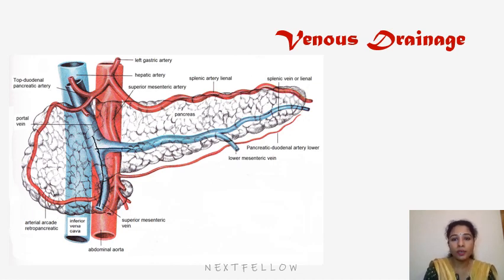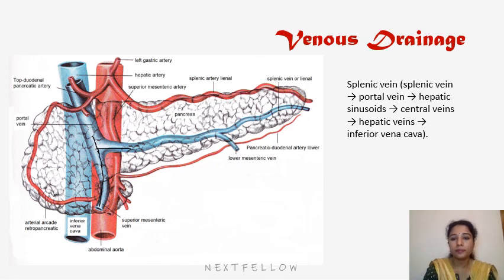So the portal vein, you can see here, forms the hepatic sinusoids once it enters the liver. The portal vein first divides into right and left portal veins, and after dividing it enters the liver and forms hepatic sinusoids, where the blood drains into the central veins, which are present in the center of each hepatic lobule. Then from the central veins the blood is collected into the hepatic veins, and by the hepatic veins the blood is drained into the inferior vena cava.